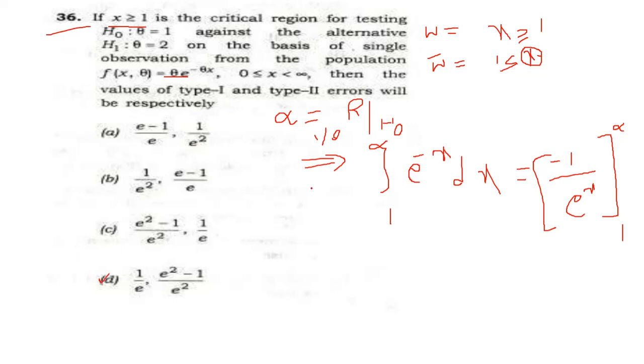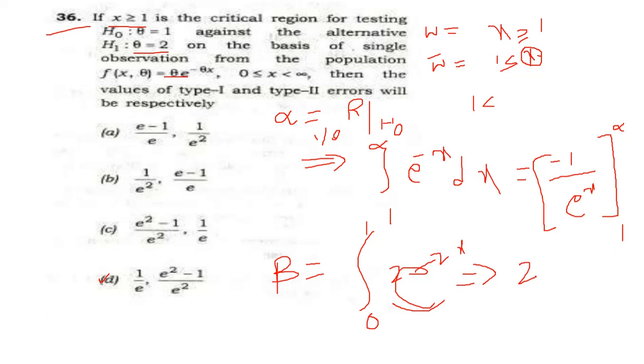How can we solve type 2 error? Beta equals accepting H naught. When x greater than or equal to 1 is the rejection region, then the acceptance region is from 0 up to 1. Then what is the theta value here? The alternative, theta equal to 2, gives 2 into e power minus 2x. This is just the exponential distribution. When you solve this integration, what do you get?